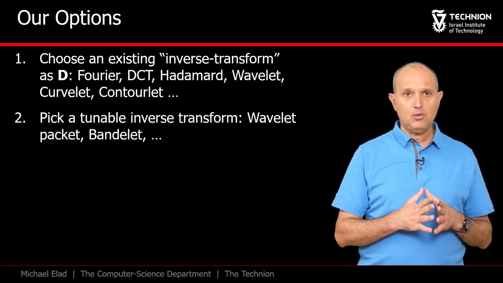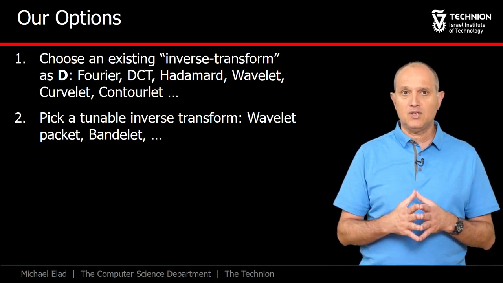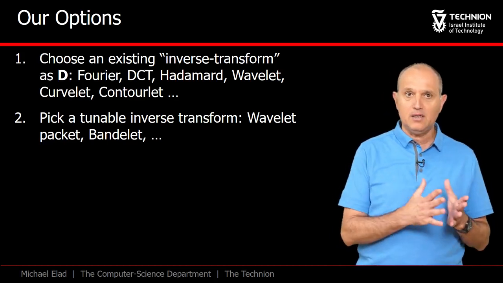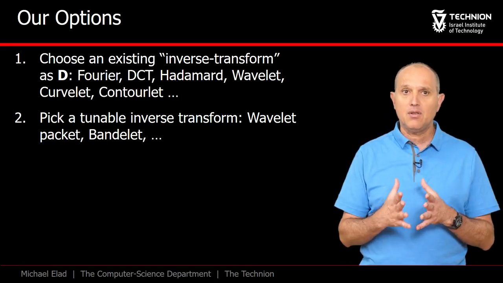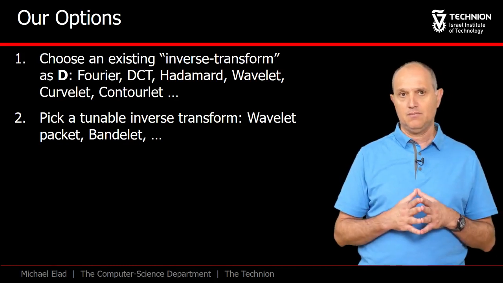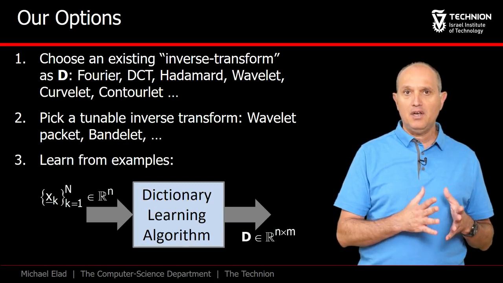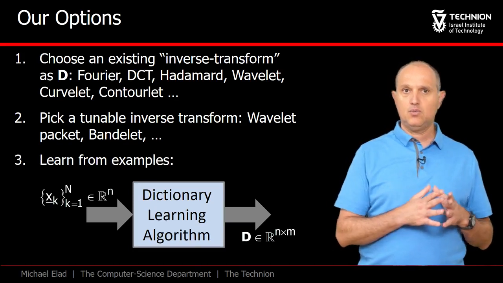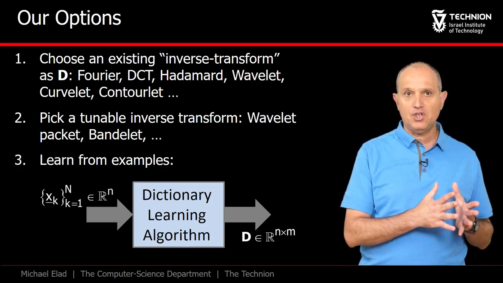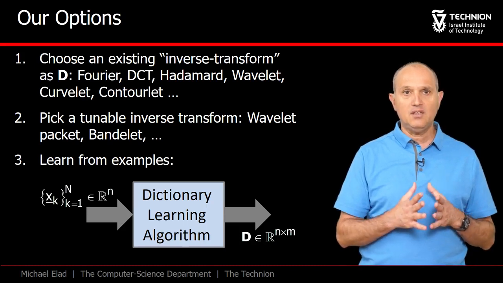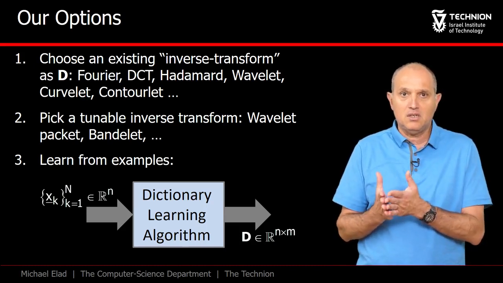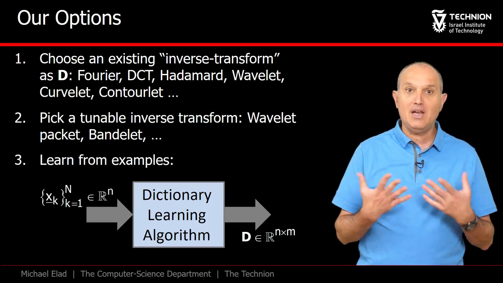A somewhat better approach is to choose a flexible and tunable transform, such as wavelet packets or bandlets, since then we could adapt them to the signals in mind. The third option is to build D from scratch by learning it from signal examples. This would be some sort of a reverse engineering process in which we aim to identify the dictionary that created our SparseLand signals by observing many realizations of them.